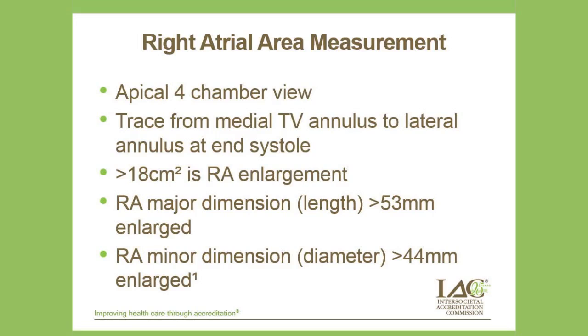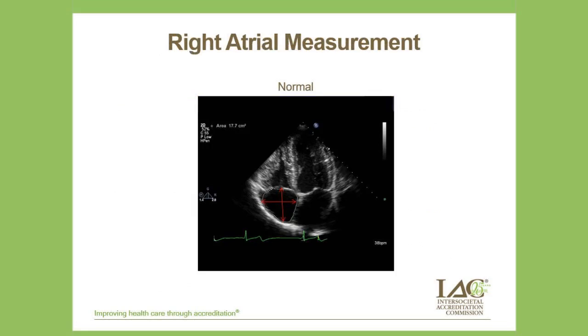Minor dimension, anything greater than 44 millimeters would be considered enlargement. So here's an example where we've actually done both of these. You can see the right atrial area has been traced out here. So we started at the medial annulus of the tricuspid valve, and we traced around the interatrial septum, back wall of the atrium, around to the lateral tricuspid valve annulus.